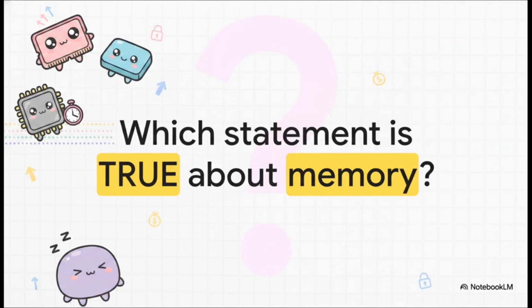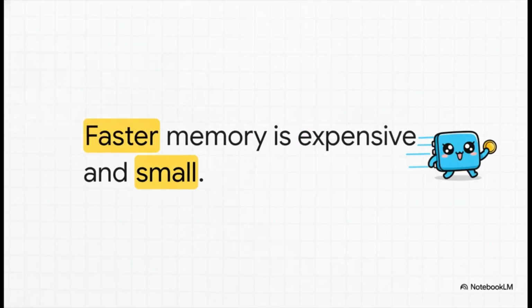All right, question 4. Let's test that fundamental rule we started the lesson with. Which statement is true? A. Faster memory is cheaper. B. Slower memory is smaller. C. Faster memory is expensive and small. Or D. All memories are the same. Read those carefully and make your choice. The correct answer is C. Faster memory is expensive and small. That specific trade-off is the exact reason why we need a memory hierarchy in the first place.